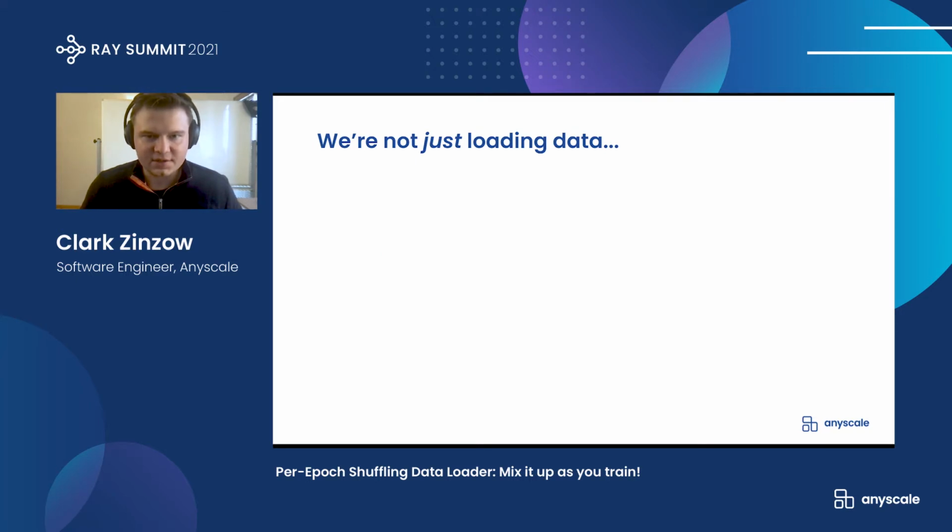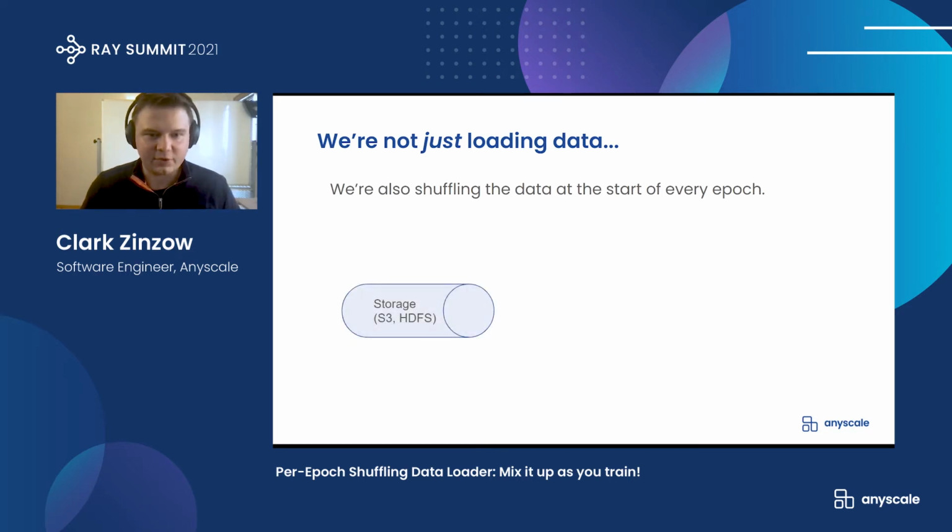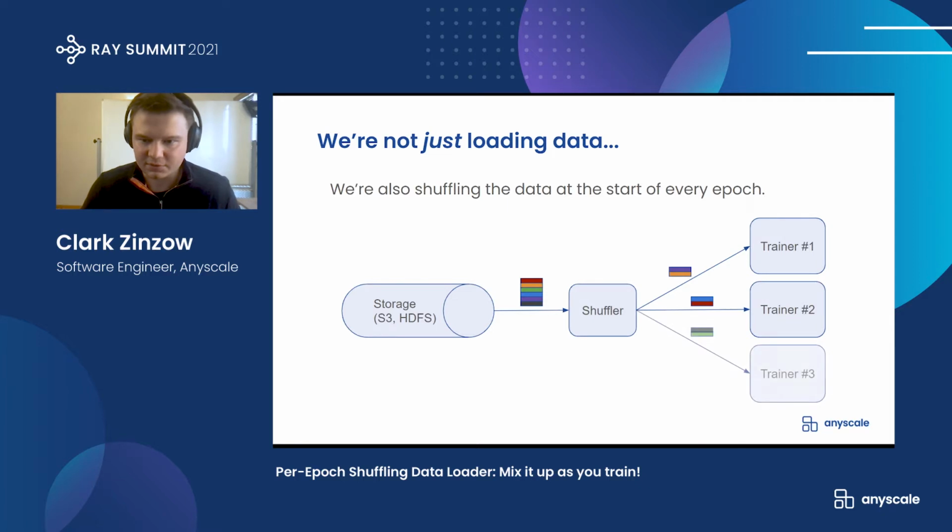And we're also not just loading the data, after all. We're also shuffling the data at the start of every epoch, or this is often desirable, and I'll talk about why that is in a little bit. So typically the data comes through a shuffler. The shuffler process could be its own service. The shuffler process could be on each of the trainers. It depends on the data loader implementation. And the shuffled input partitions are then sent off to the individual trainers. So a trainer will just operate on a subset of the data.